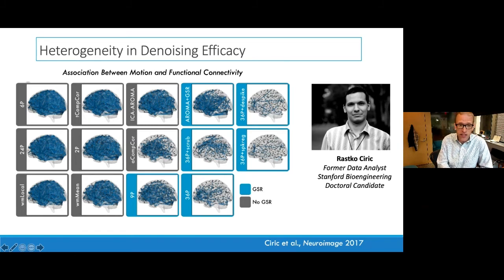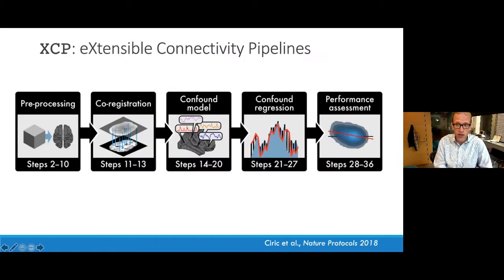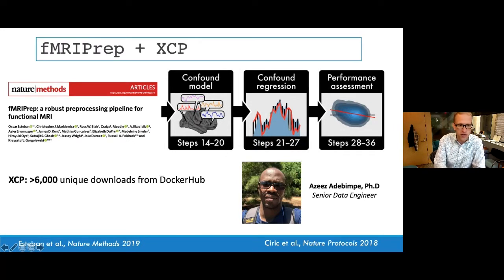So coming out of this work, Rastko developed a code base and a software package called the eXtensible Connectivity Pipeline to allow us to do really top-notch motion control and performance assessment. And Rastko initially conceived of this as a soup-to-nuts pre-processing pipeline that went from right at the beginning all the way to the end. However, when we were building this, at the same point, Oscar Esteban, Russ Poldrack, and Chris Gorgolewski at Stanford created fMRIPrep, which does around the first third of what XCP does, and it actually does it just way better.